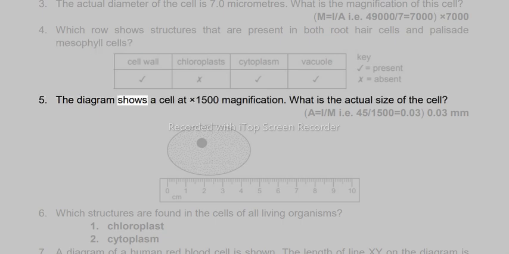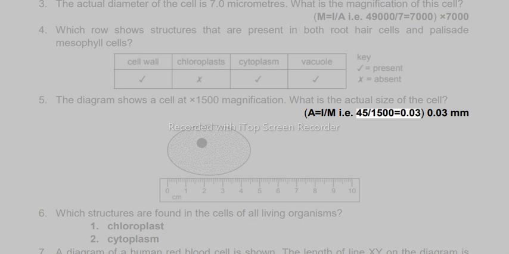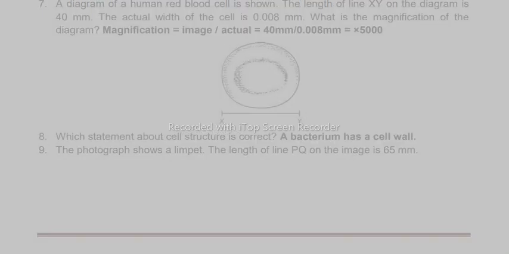5. The diagram shows a cell at x1500 magnification. What is the actual size of the cell? A equals I divided by M, equals 45 divided by 1500, equals 0.03 millimeters. 6. Which structures are found in the cells of all living organisms? 1. Chloroplast 2. Cytoplasm.